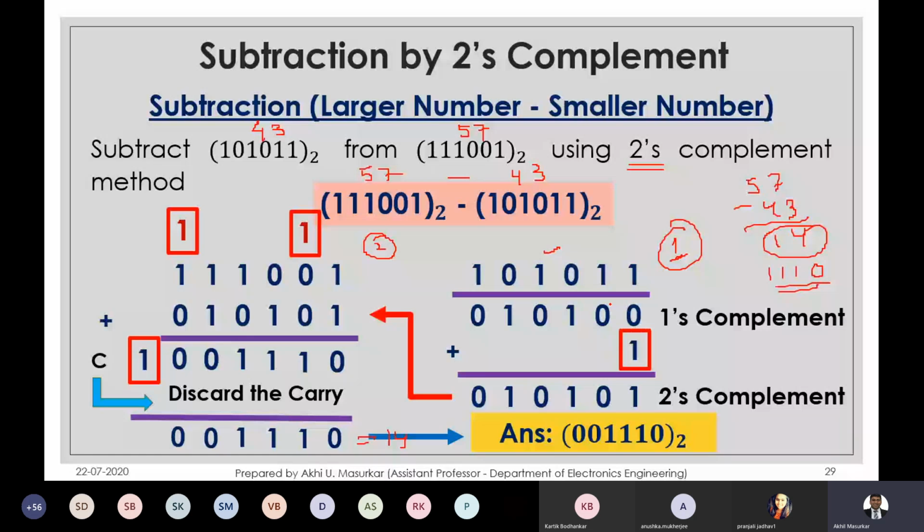So I am just following the steps. This is step number 3. What is step number 1? Take the smaller number and take its 2's complement. 2's complement means first you take the 1's complement and add 1 to it, so you will get the 2's complement. That 2's complement I will add to my larger number, and I will get something. Step 3 says what to do after you implement steps 1 and 2. In this case it says discard the carry, so you get your answer back.